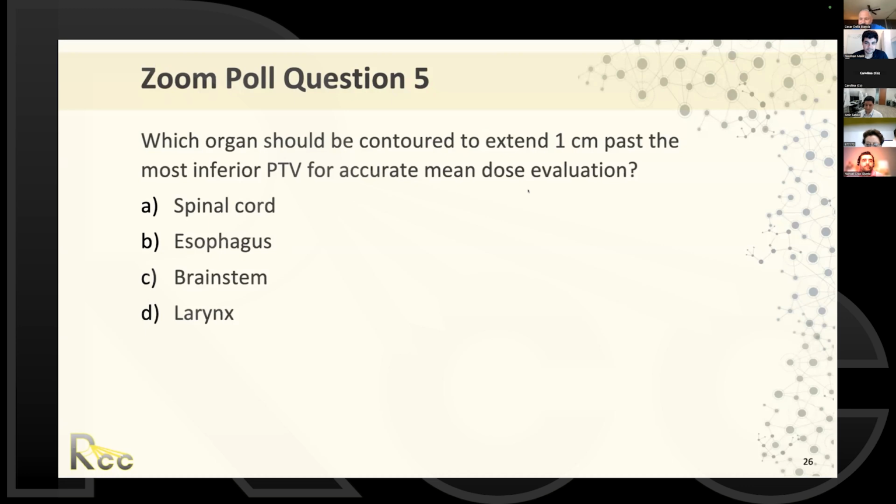I agree. Yeah. Very good. So we're going to allow, and again, remember the question is for accurate mean dose to the organ. We can end the poll.